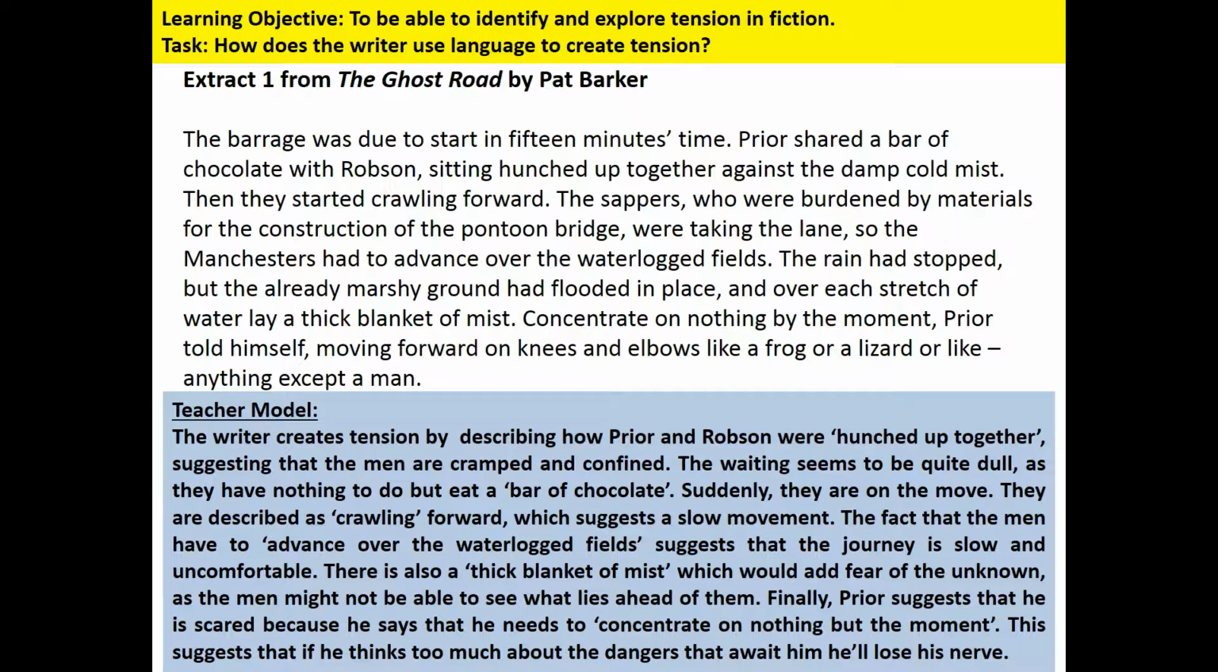Again, we're replacing words and we're using our own ideas of what the writer is trying to communicate to further aid in the explanation. There's also a thick blanket of mist which would add fear of the unknown, as the men might not be able to see what lies ahead of them. Finally, Prior suggests that he is scared because he says that he needs to concentrate on nothing but the moment. This suggests that if he thinks too much about the dangers that await him, he'll lose his nerve. So that links to the reader effect, the effect that will be created for the reader.